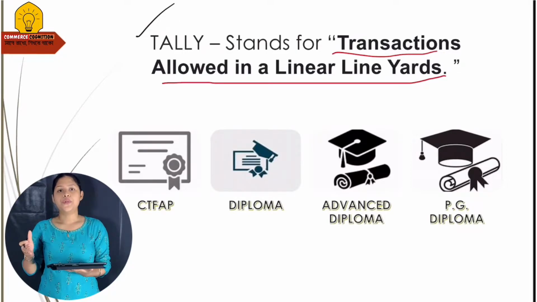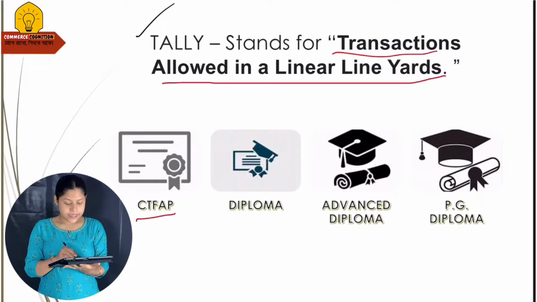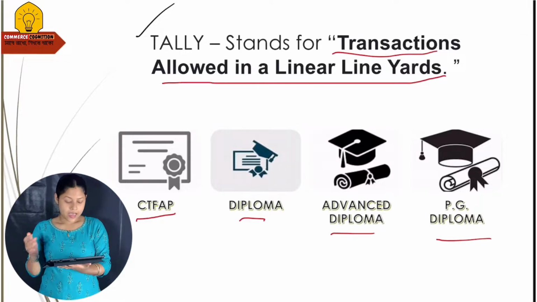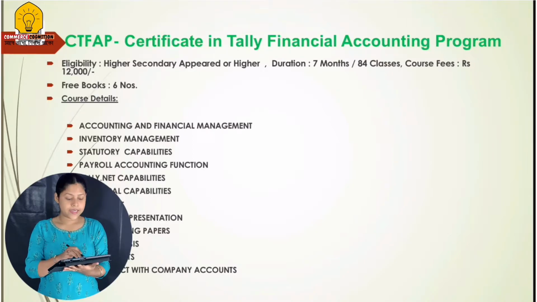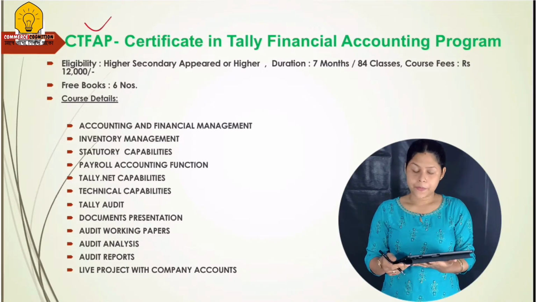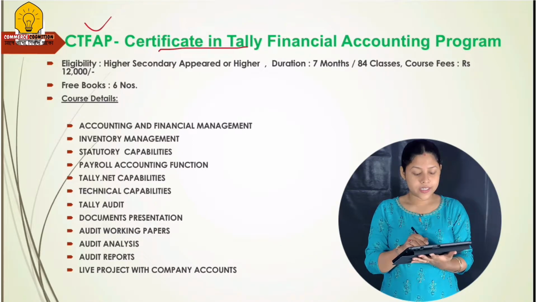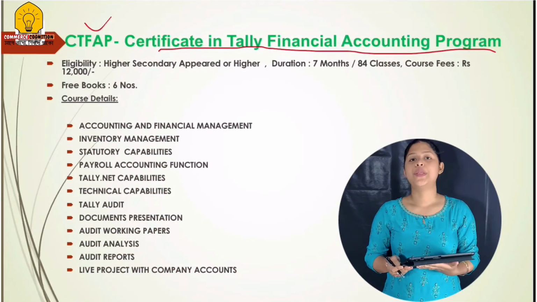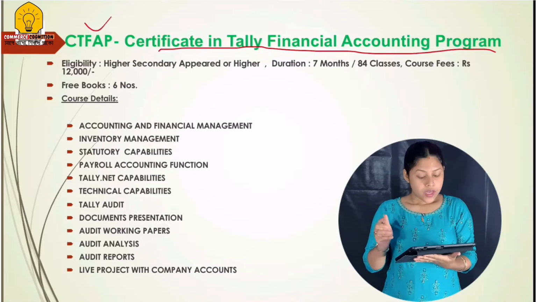The total course of Tally.ERP 9 is divided into 4 categories. First is CTFAP, second is Diploma in Tally, third is Advanced Diploma, and last is PG Diploma. Next, I am first going to discuss the first course, that is CTFAP, which is called Certificate in Tally Financial Accounting Program.